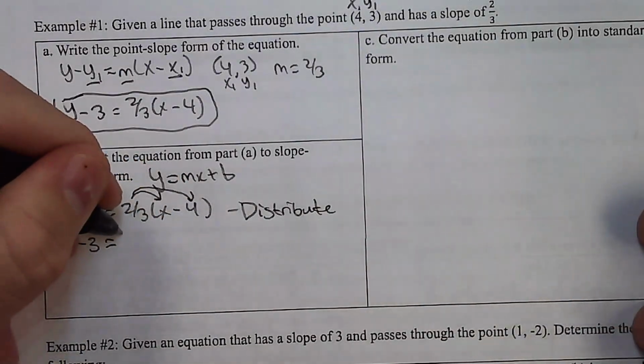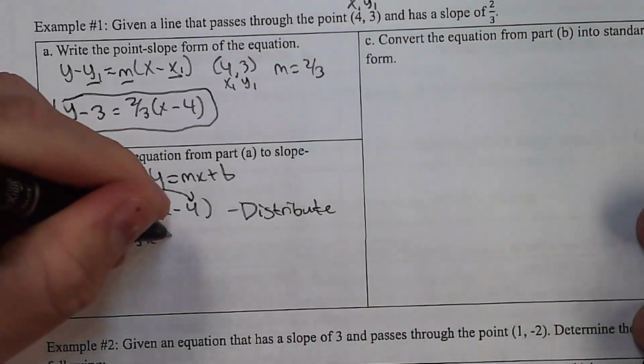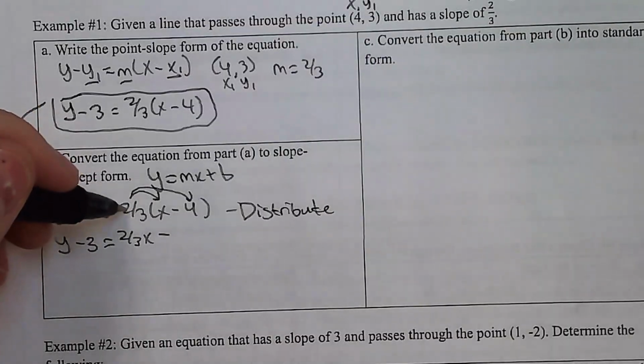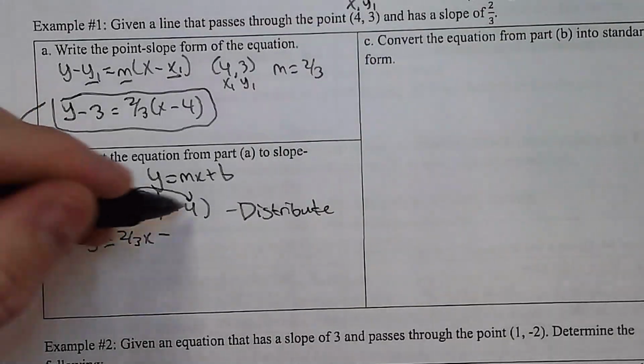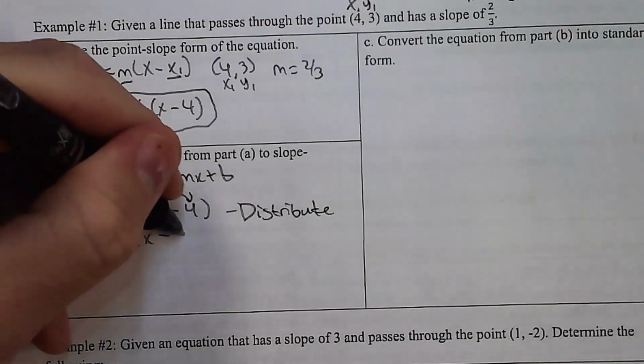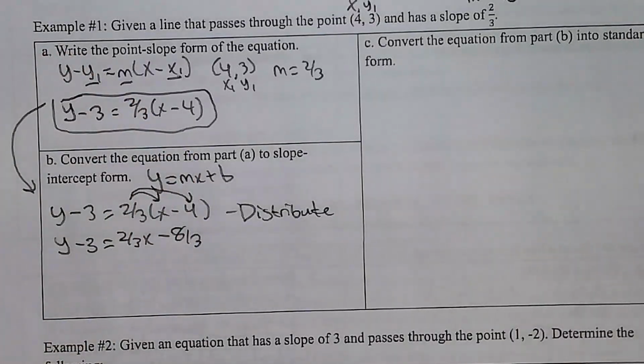2/3 times x is what? Do y'all know what 2/3 times 4 is? 8/3. Uh-oh, Micah's brainiac. If you're multiplying a fraction by a whole number, just multiply the whole number by the top. What's 4 times 2? 8. Just keep the 3. Okay? So distribute's our first step.